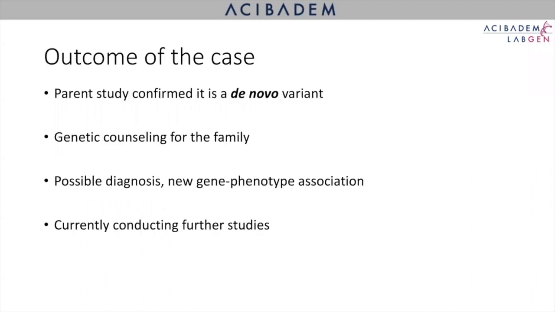As the outcome of the study, we performed parent study for our patient and confirmed that this is a de novo variant, and genetic counseling was given to the family. And we explained that this is a possible new gene phenotype association that can explain our patient's condition. Currently, we are conducting further studies to confirm this diagnosis.